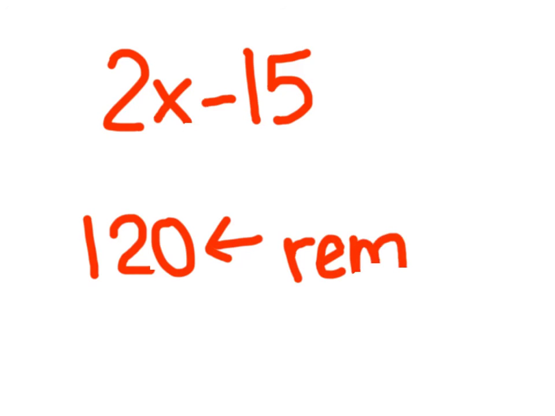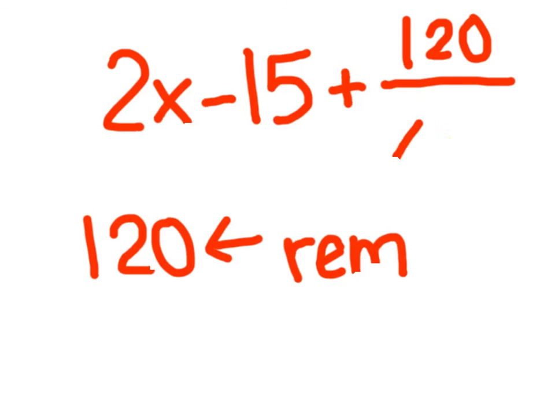So when we write that with our answer, since the 120 is positive, we're adding 120. And we're going to divide it by what we divided by initially, which was x plus 7. And we now have our answer, 2x minus 15 plus 120 over x plus 7.